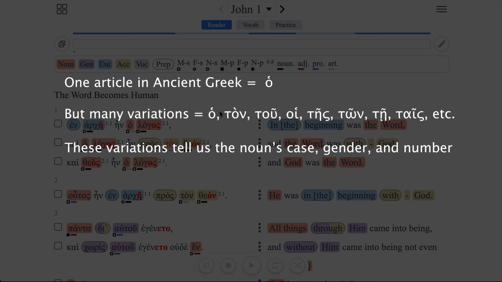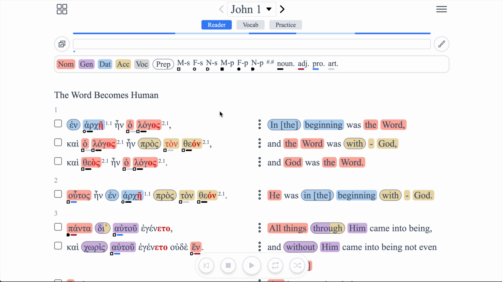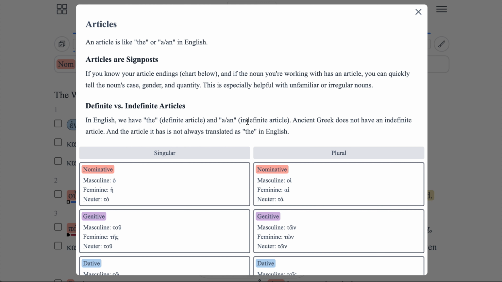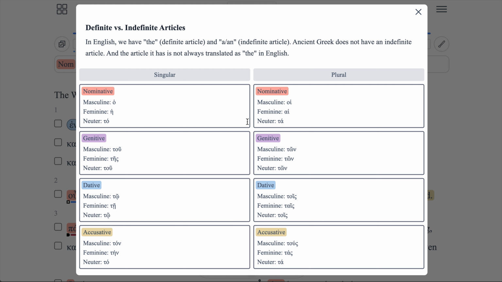The article is like a flag waving over the noun saying, here's what I'm doing in this sentence. If you want to see all the different article variations laid out clearly, you can just click on the article item in the key and the full chart will pop up for you. You can see that this is laid out just like the nouns with singular and plural, nominative, genitive, dative, and accusative, and then masculine, feminine, and neuter.